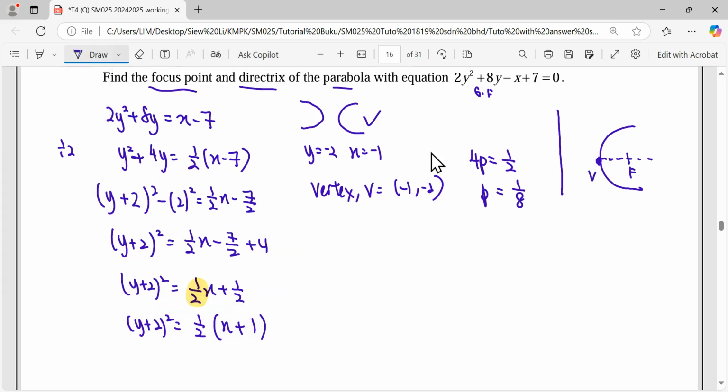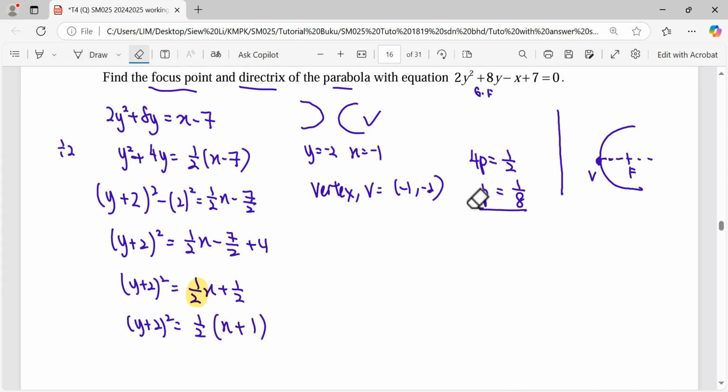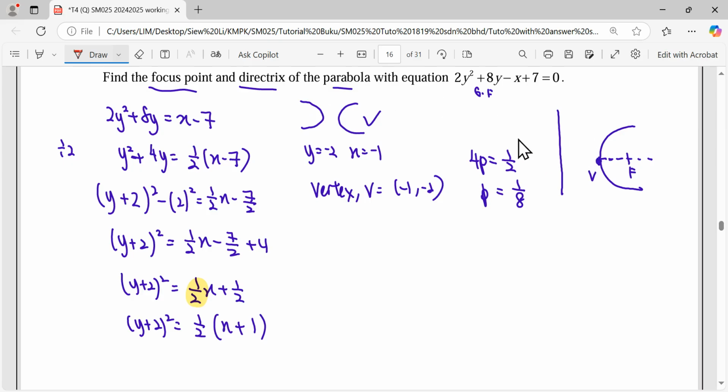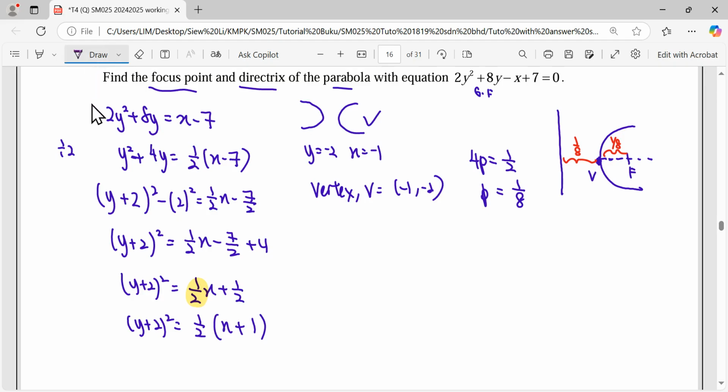So what's the usage of this p value? The p value indicates that positive or negative shows the orientation, the direction of the parabola, open to the left or open to the right, and the value 1 over 8 indicates the distance. The distance from the vertex to the directrix and the distance from the vertex to the focal point. So for the next part, then only we can find out their equations. So we can find out the focus point here, the focal point.